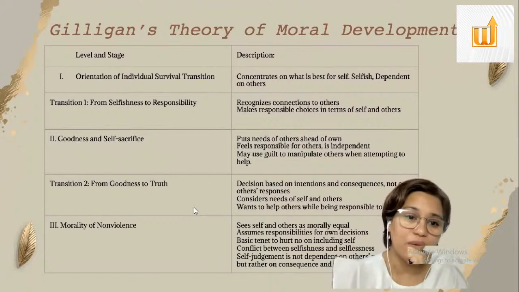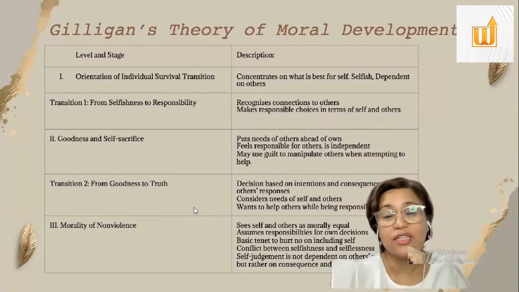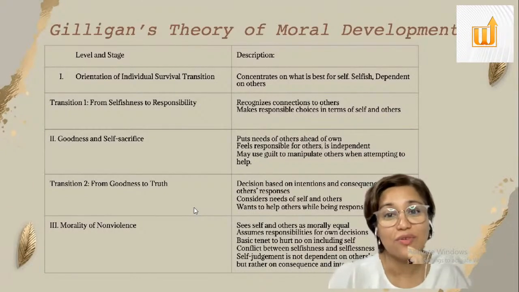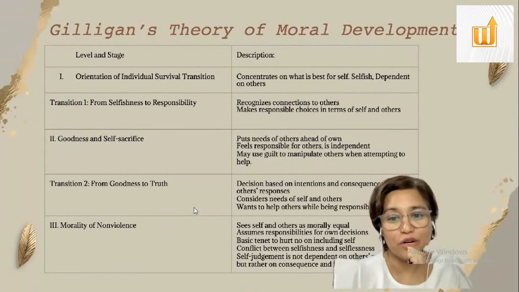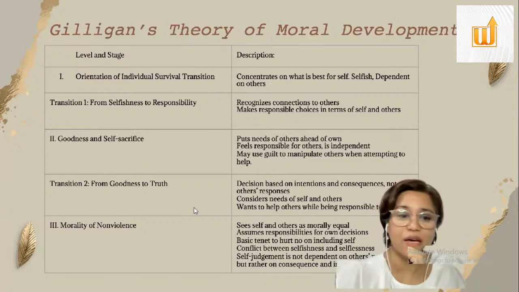Okay. And then we have the transition from goodness to truth. So it is actually decision based. Now it is intention and it is consequential, meaning that the person actually chooses to or intends to help others and to do good deeds, and being responsible for helping others as well.